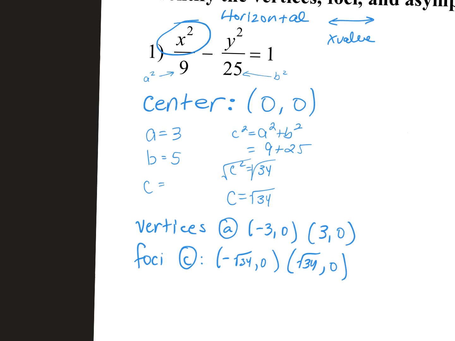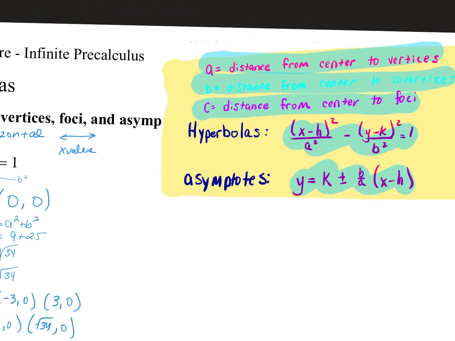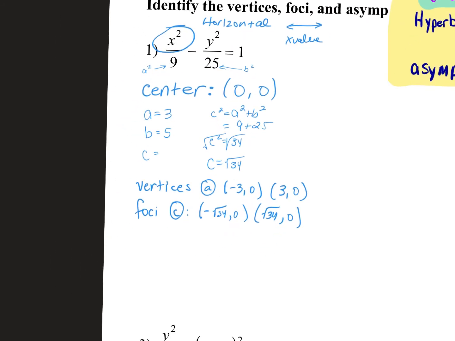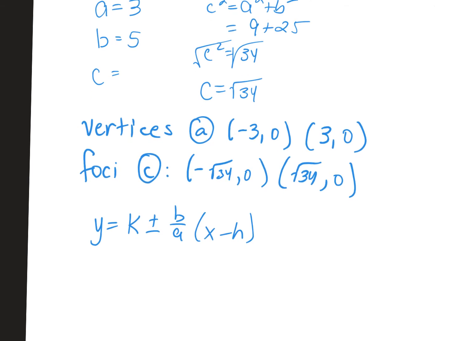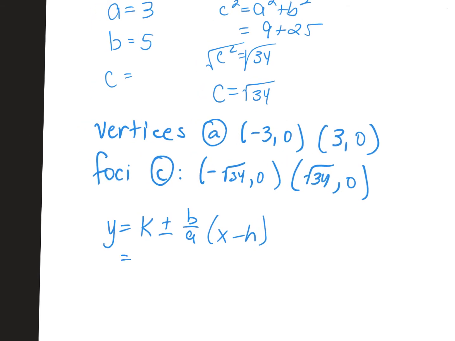All right, then we talk about asymptotes. Well, this is a horizontal, so let's go up to our little cheat sheet. My asymptote, the equation of the line is y equals k plus or minus b over a, so y equals k plus or minus b over a times x minus h. We already have all of that information. You have your h and your k, you have your b and your a. So just fill it in. The k of my center is 0, plus or minus b is 5 over 3 times x minus 0.